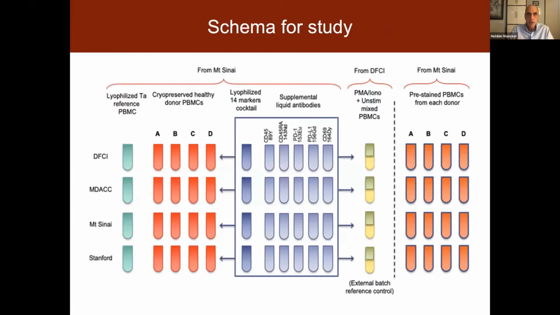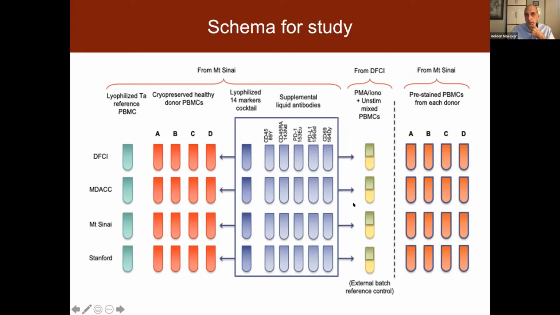We provided additional liquid antibodies, not as a cocktail, we learned our lesson from the Leipold study, but individual liquid reagents, which were added in for these markers that you see here. Those were provided centrally by Mount Sinai, along with 4 sets of cryopreserved healthy donor PBMCs and a reference control lyophilized PBMC preparation, which was labeled with tantalum to separate it. So this could be spiked in to the other samples and then analyzed separately in order to determine any changes over the period of the run.